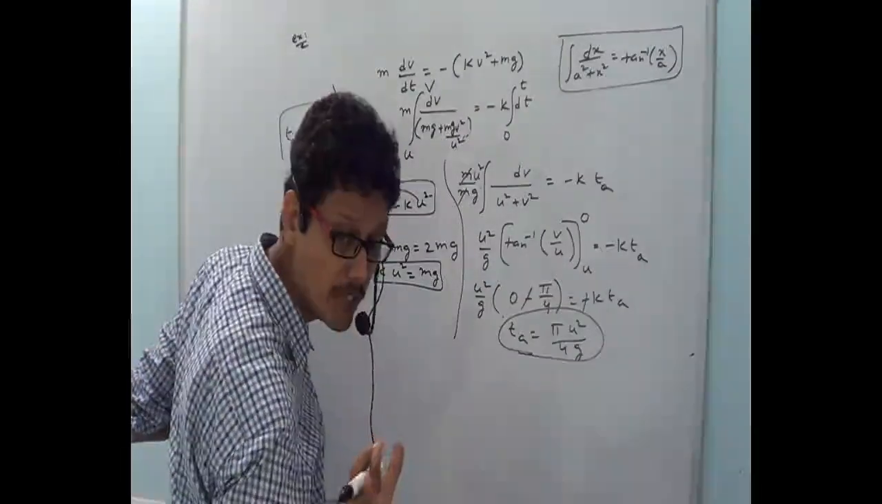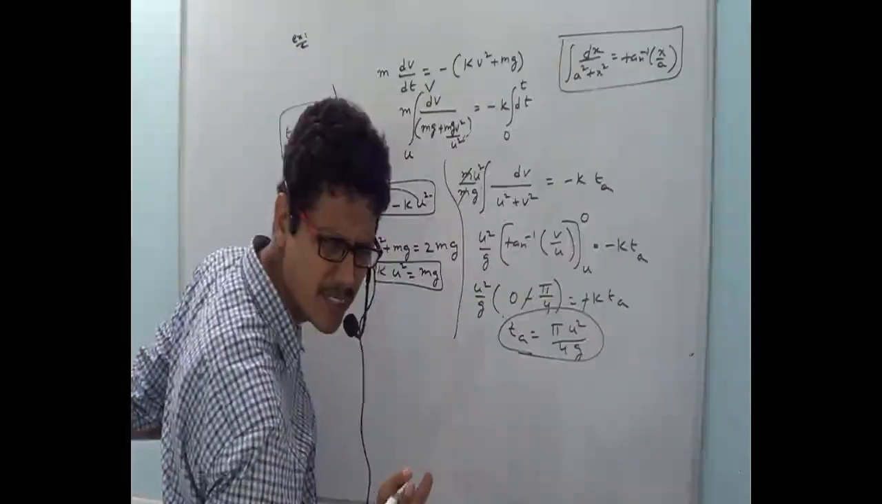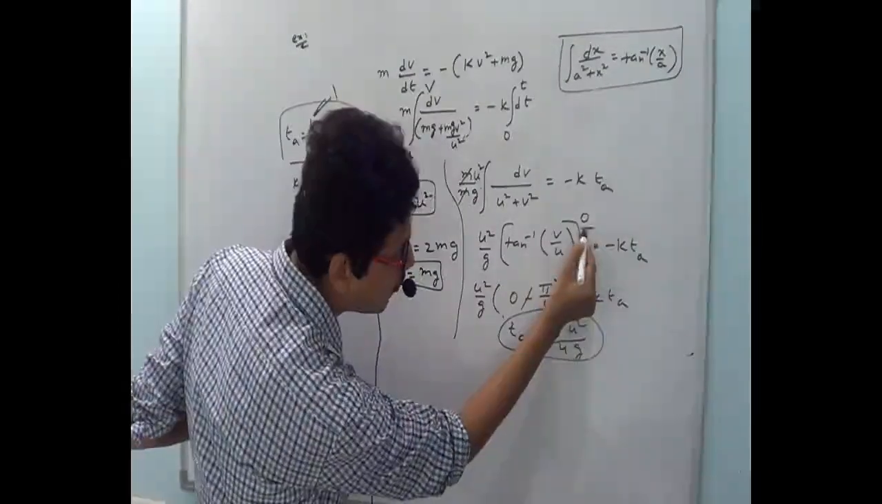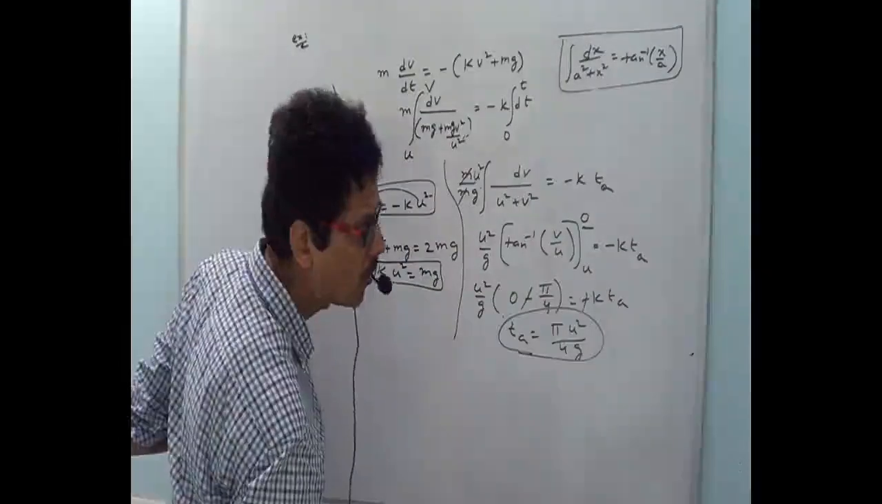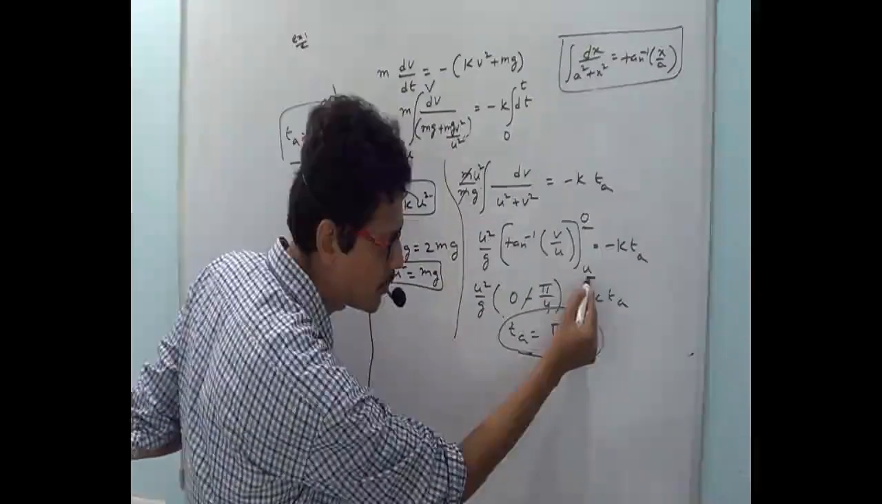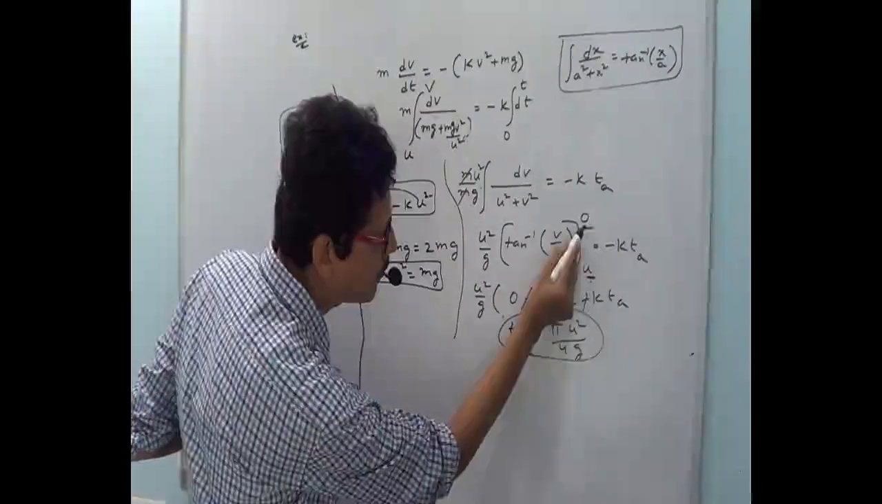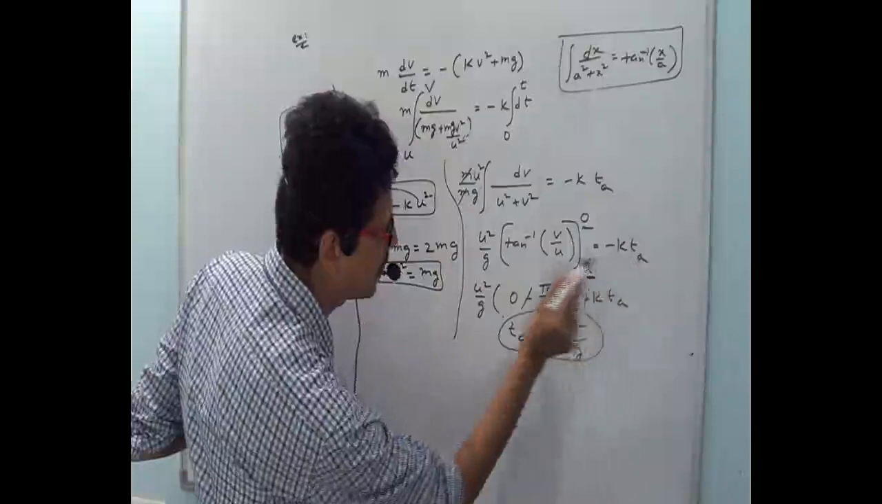And upper limit. What I need? Time of ascent I need. Time of ascent and time taken until its velocity becomes 0. And what is the upper limit for velocity? Upper limit for velocity is 0. Lower limit is, we know this is u. So lower limit is u. Initial speed, this is the final speed, and that is time of ascent.